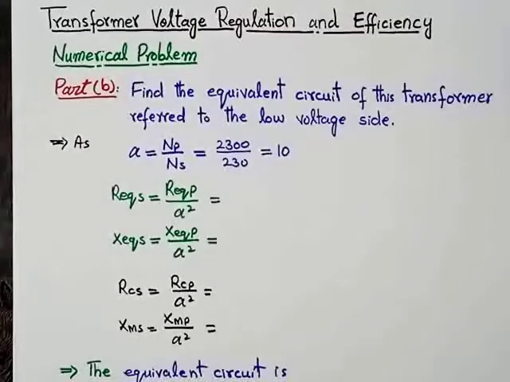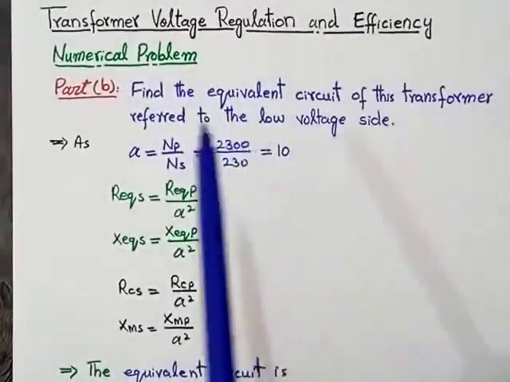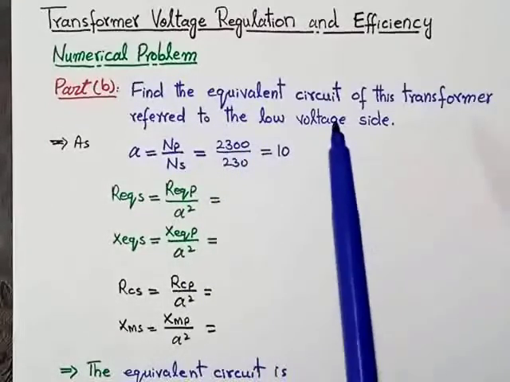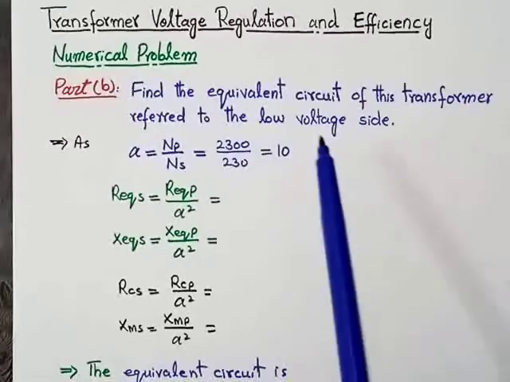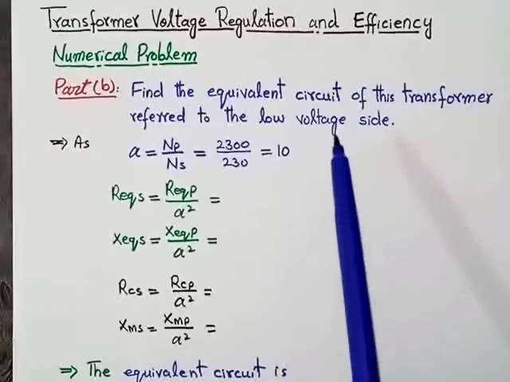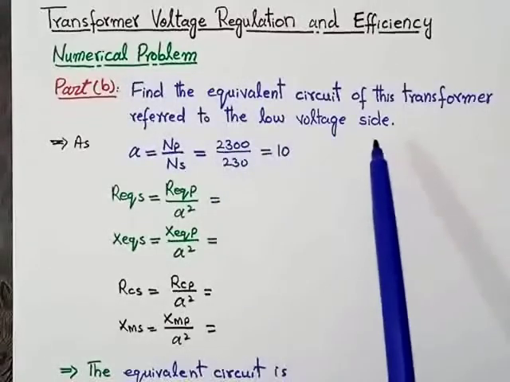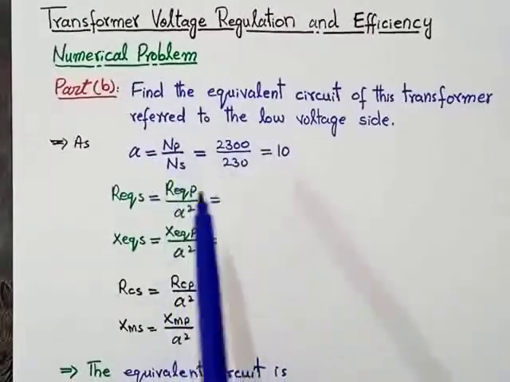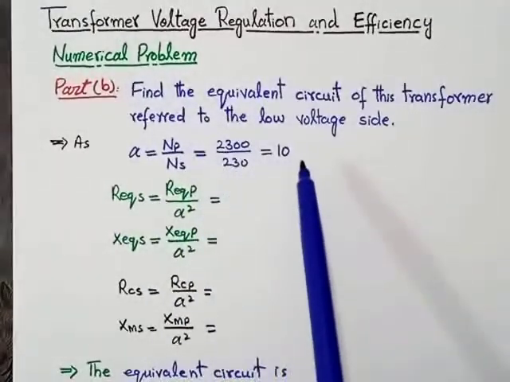Part B of this numerical is to find the equivalent circuit of this transformer referred to the low voltage side. In part A, we found the equivalent circuit referred to the high voltage side. In part B, we will draw the equivalent circuit of the transformer from part A referred to the low voltage side. As we know, the turn ratio is given here: a = Np over Ns = Vp over Vs = 10.